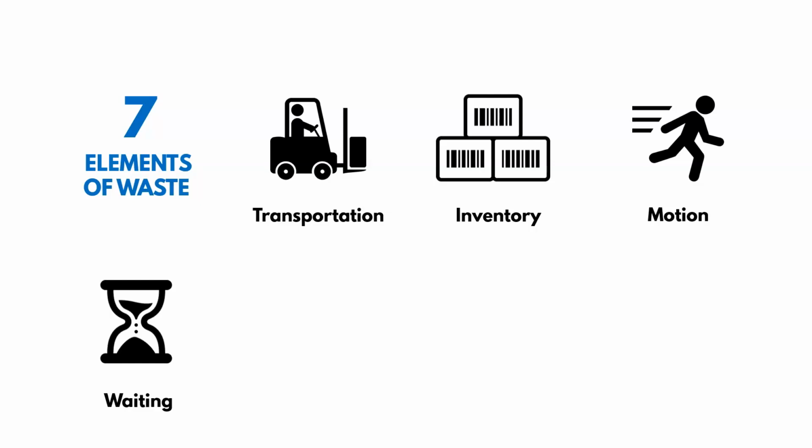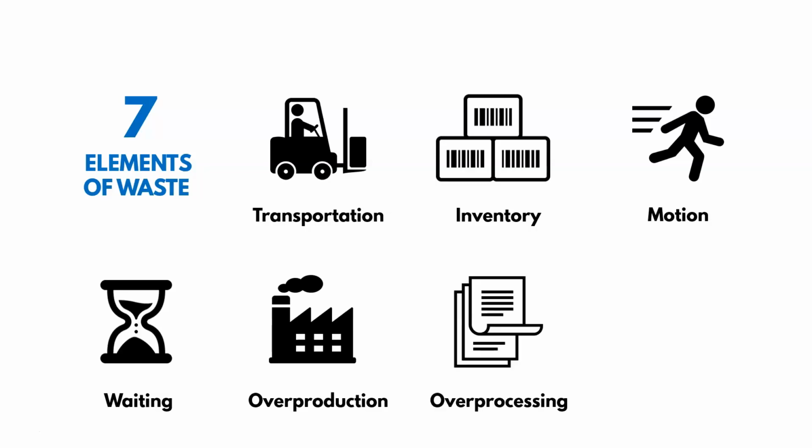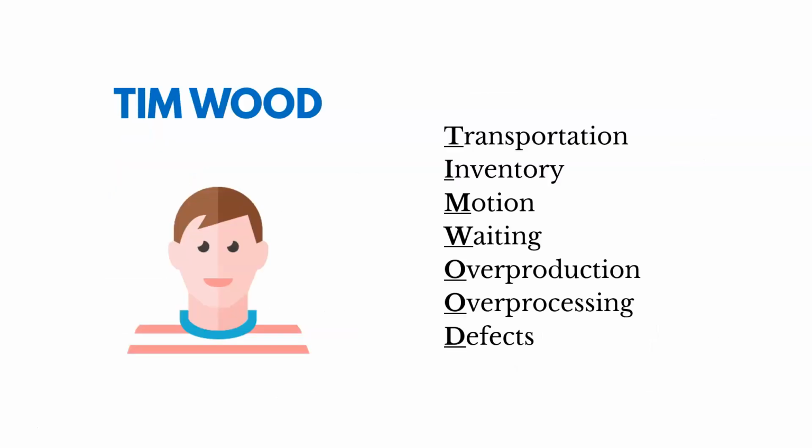There's the waste of waiting, having to wait for the next step. Then there's the waste of overproduction. This is similar to inventory, except overproduction is producing more of our finished product than we actually need. Then there's the waste of overprocessing, performing more steps than the customer actually requires. It's sometimes referred to as gold plating, doing things that they just don't really need. Then there's the waste of defects, producing products or services that are defective and that have to be corrected. One way to remember these, if it helps, is to think of the acronym TIMWOOD.